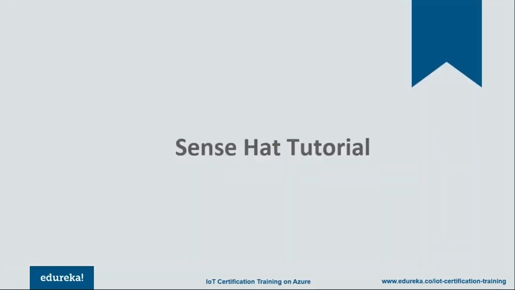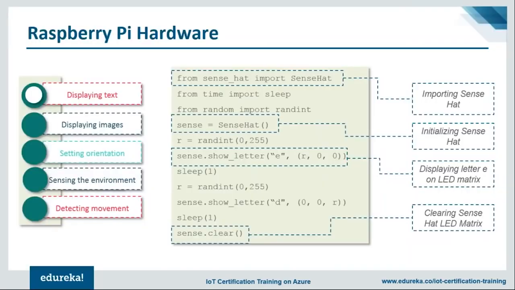Moving on, let's begin with our sensor tutorial, and what we'll be doing is exploring 5 different demos to understand how the sensor component can be used effectively. The first thing we'll be doing is implementing a very simple code, and we'll try to display a certain letter on top of the sensat. I'm going to display E and D, but the value of the color is going to be generated randomly. Let me run you through the code that's present here.